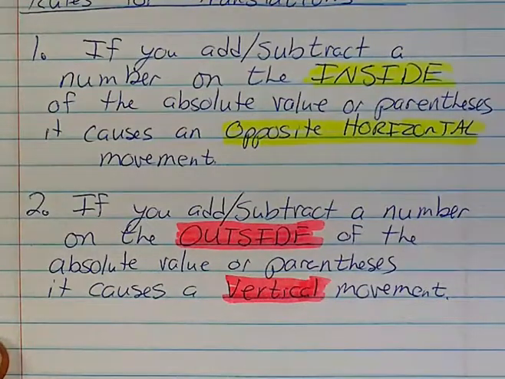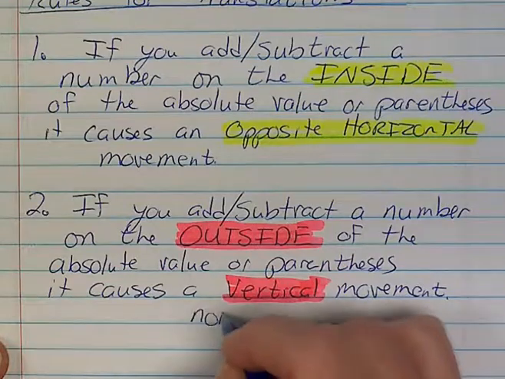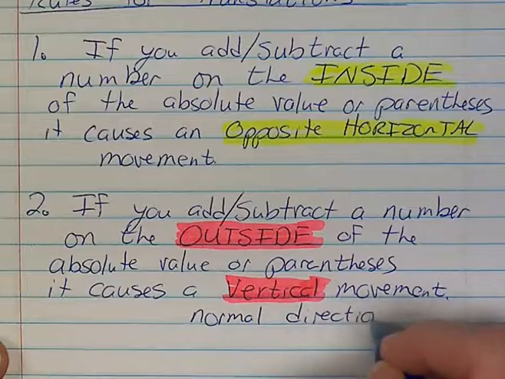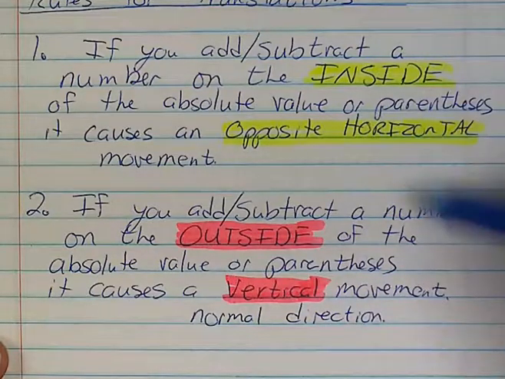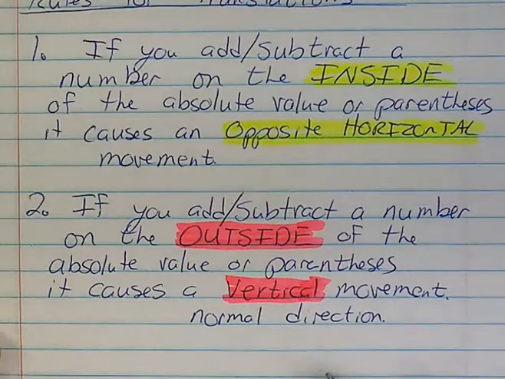Okay, now with the vertical movement, it's the normal direction. Because with the inside, it went in the opposite horizontal direction. This time, when we do the vertical part, this is a normal direction.